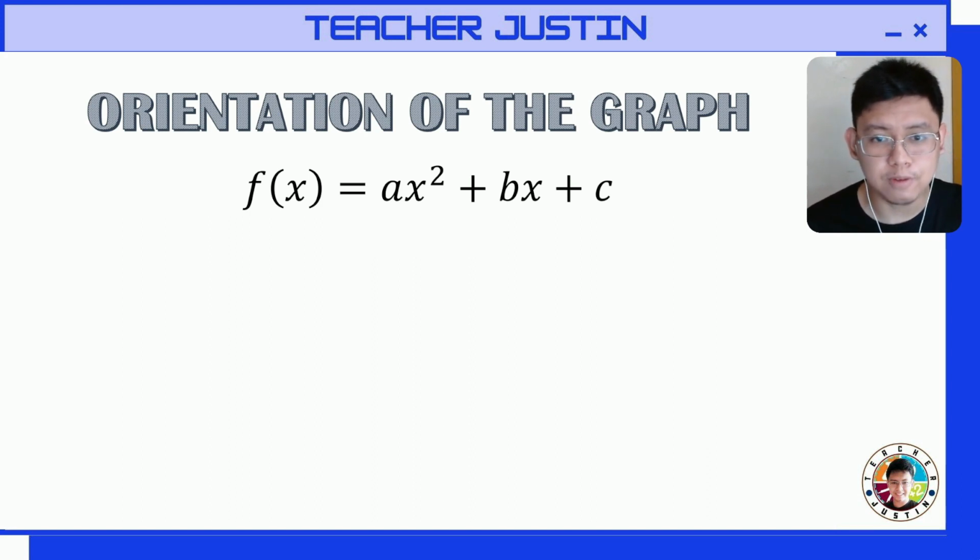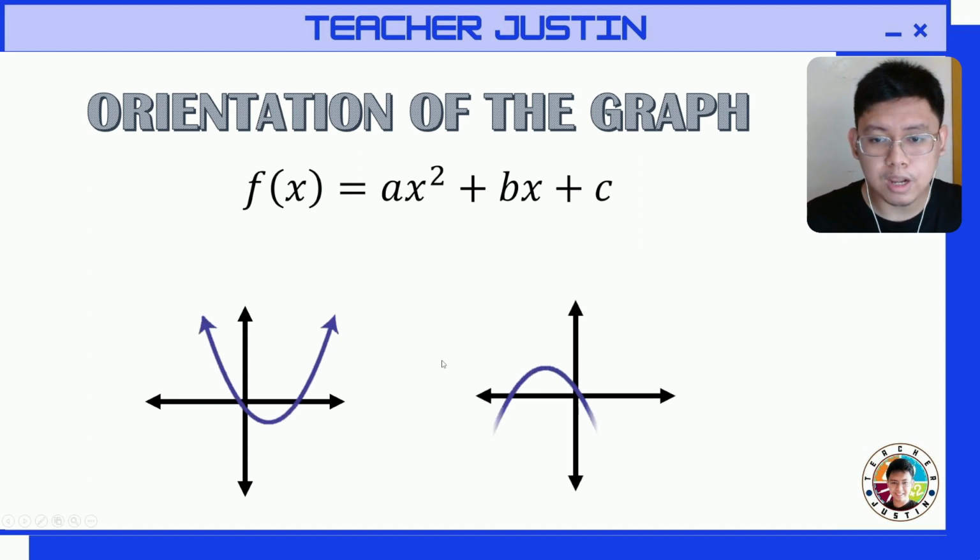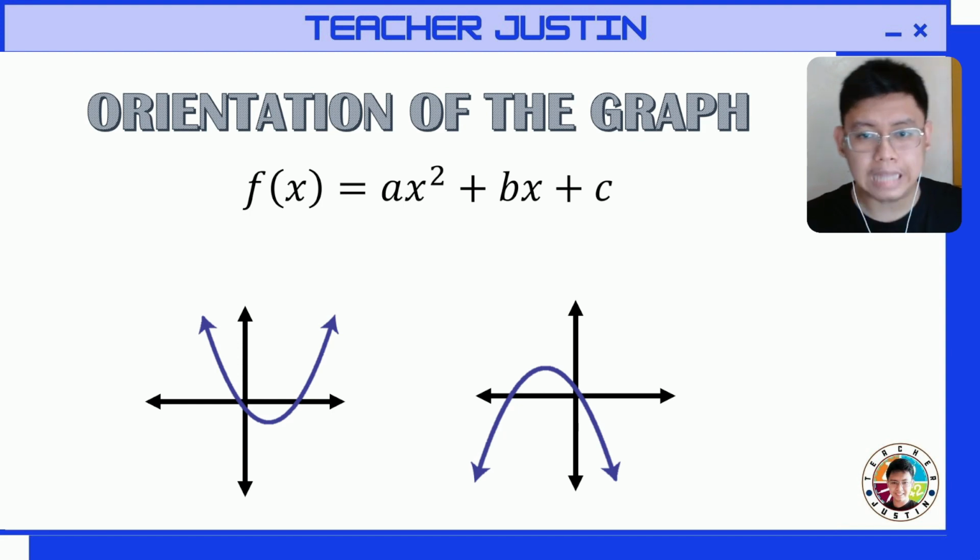Today we're going to talk about identifying the orientation of the graph of our quadratic function. So paano nga ba natin malalaman yung orientation ng graph ng ating quadratic function? We know that the graph of our quadratic function is a parabola. It is a parabola opening upwards or a parabola opening downwards. So paano natin masasabi na upward siya or downward siya?